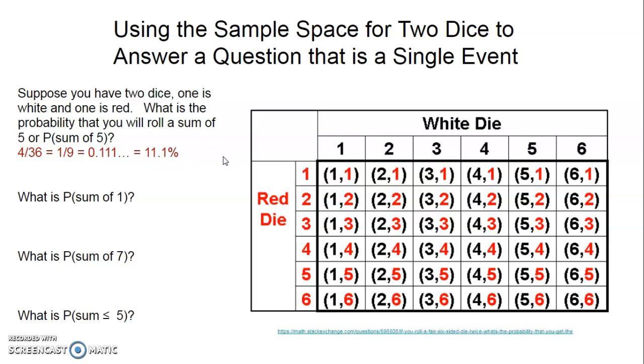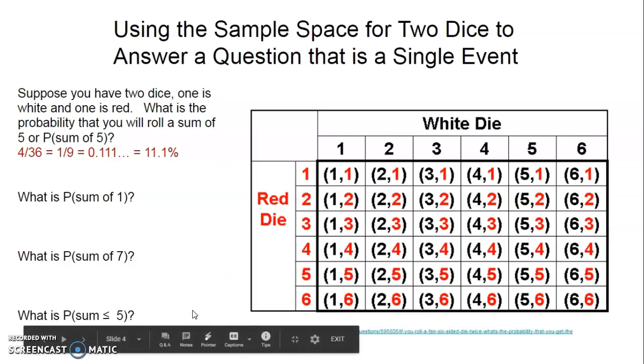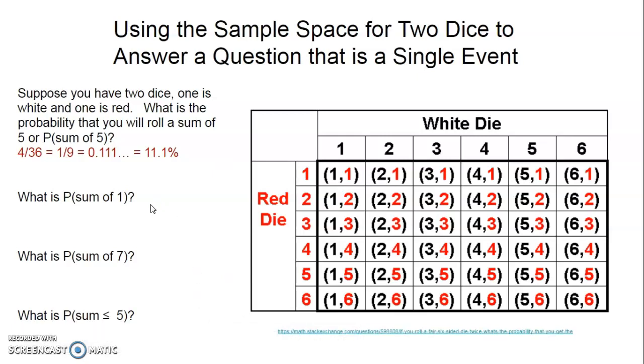I'd like you to stop the video and try to figure out these three on your own. What's the probability of getting a sum of 1? Probability of getting a sum of 7? And then what's the probability of getting a sum that is less than or equal to 5? Pause the video, give that a shot. All right, let's take a look at the answers here.